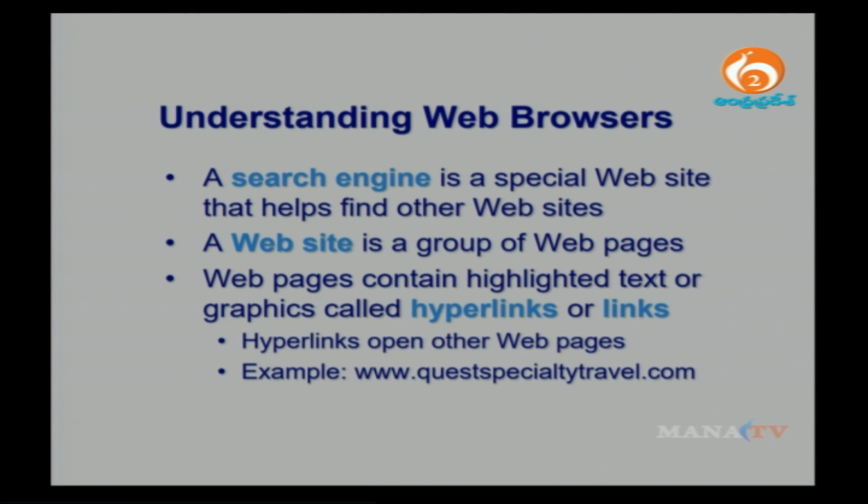A website is a group of web pages. We see a website on the internet, and it is nothing but a group of web pages. There are a lot of pages available on a website. Web pages contain highlighted text or graphics called hyperlinks or links. We are going to find hyperlinks on web pages, that is, highlighted text or graphics. Hyperlinks open other web pages.